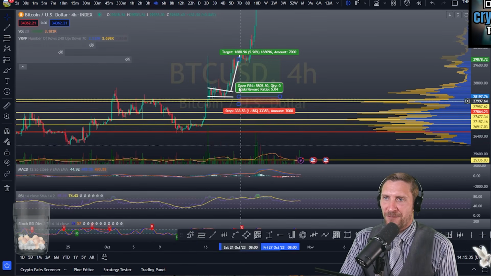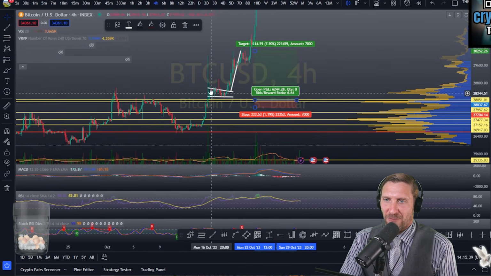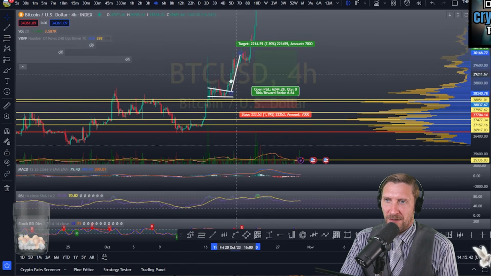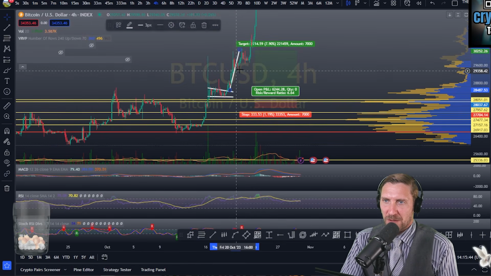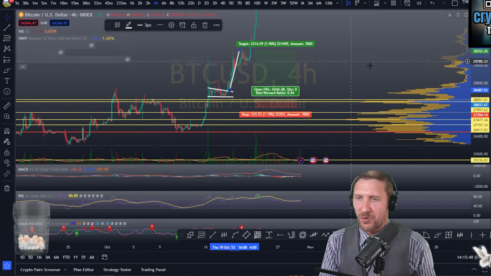So what I do is I find out where I would like to take profit, which is the measured move, which I get from the length of this pole. See that? It's the length of the previous pole to the upside, and it gives me a target. Now my target for Bitcoin is about 30,300.